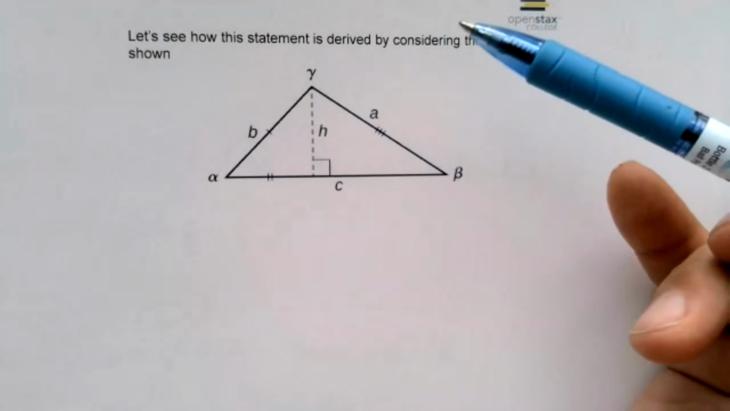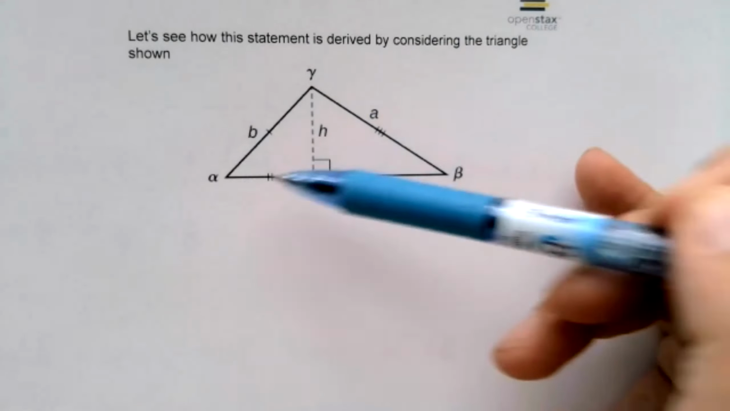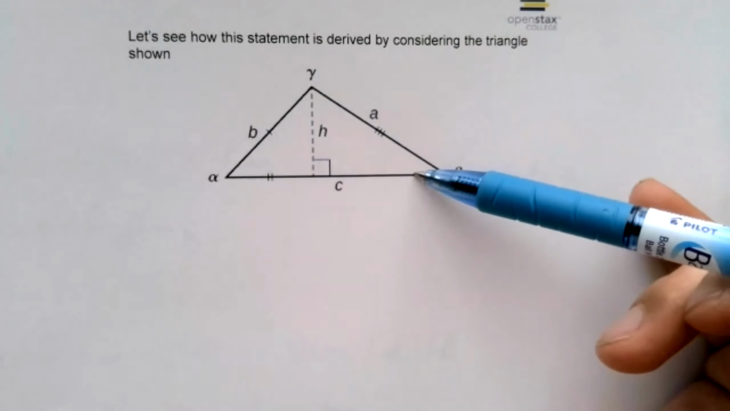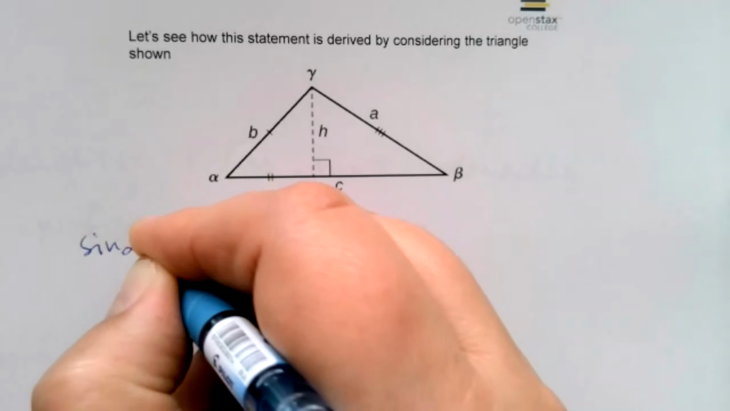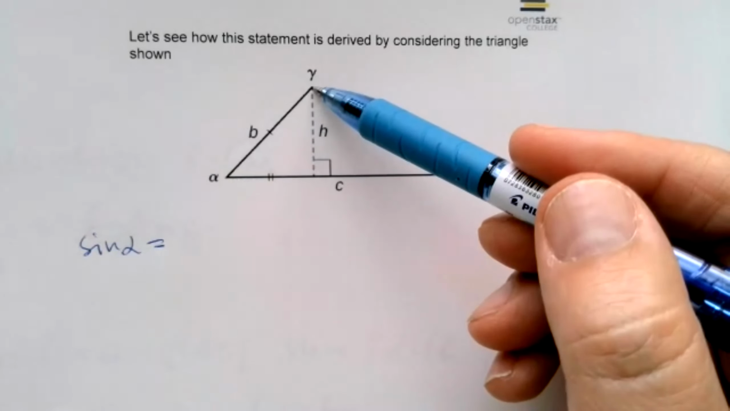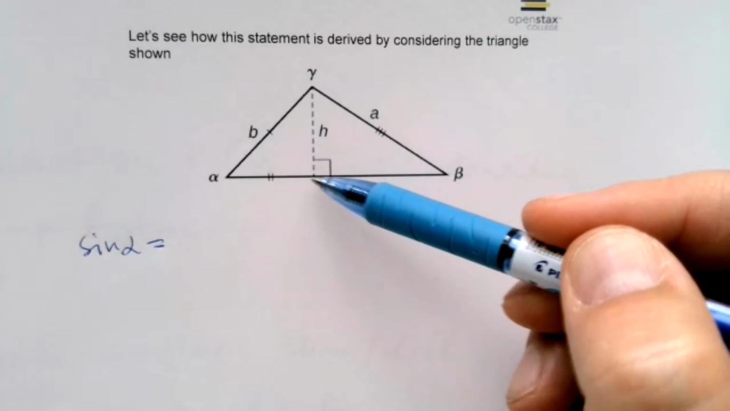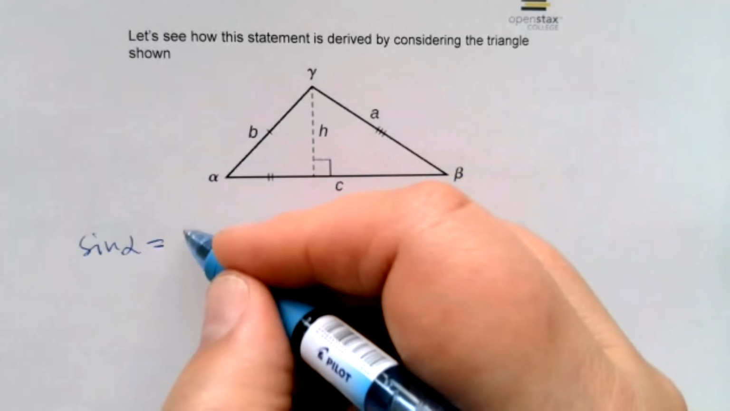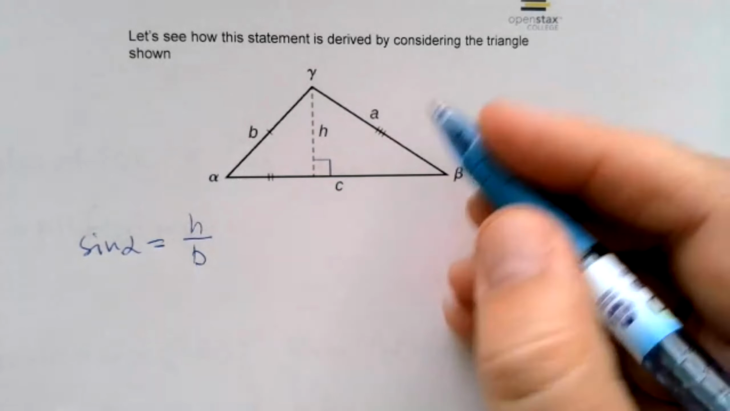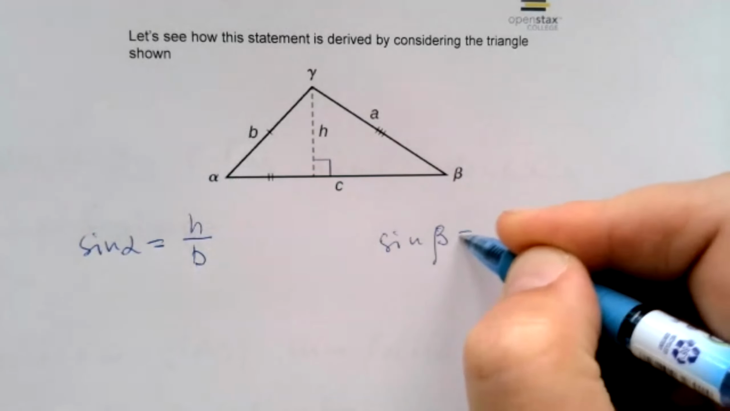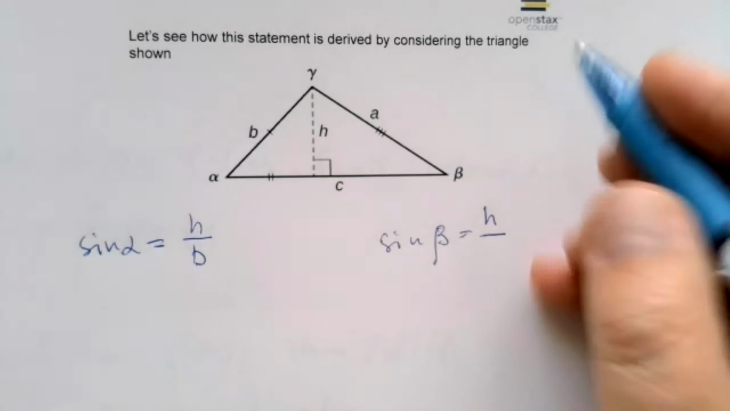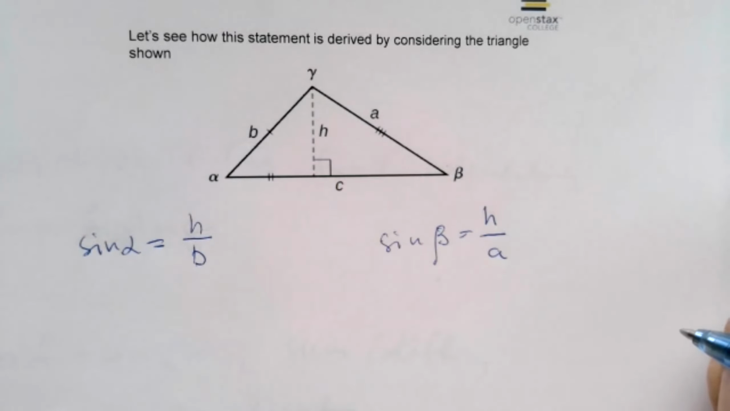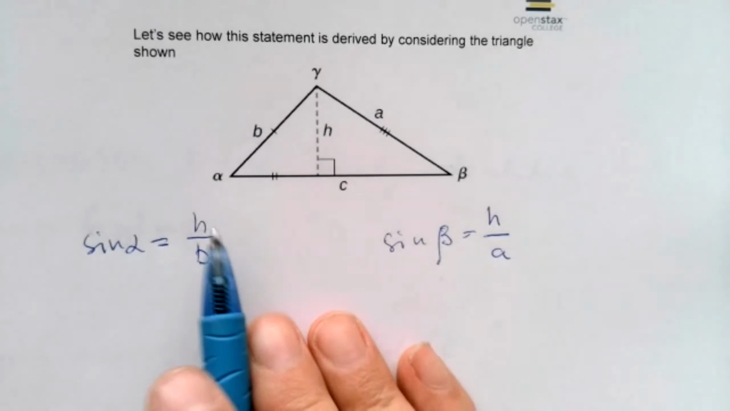So we can apply our functions of sine alpha and sine beta. Let's write them down. Sine alpha is going to be the opposite side over the hypotenuse, so that's h divided by b. For sine beta, we have the opposite, which is also h, divided by the hypotenuse, which is a.